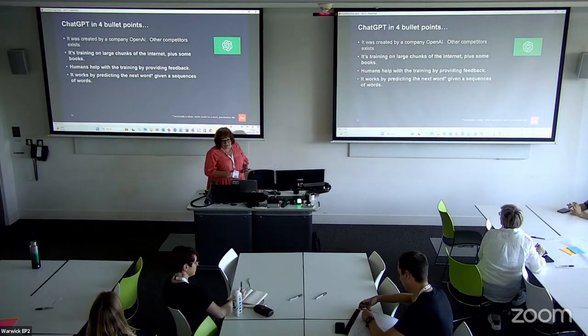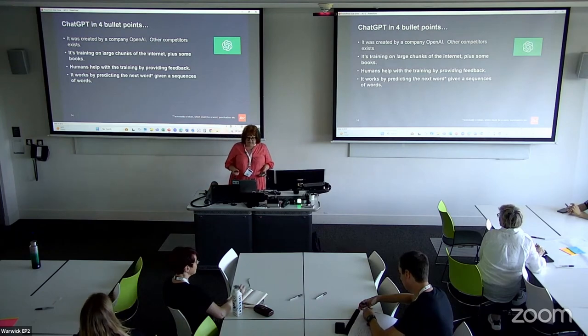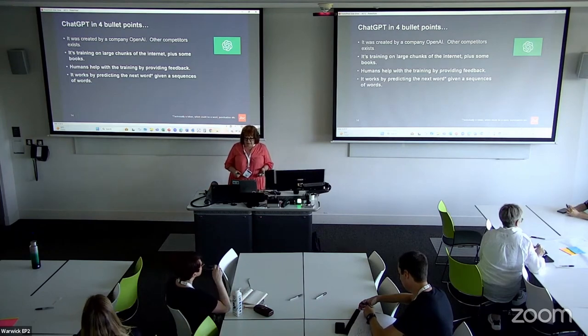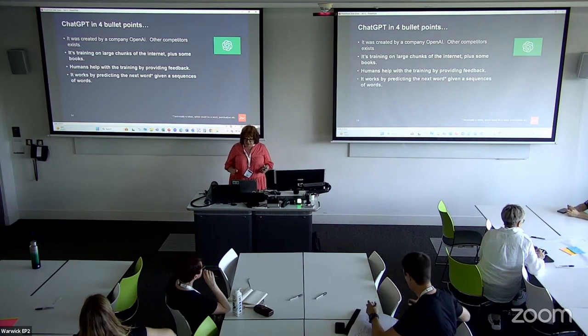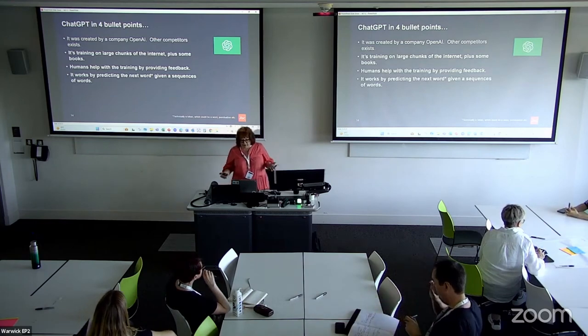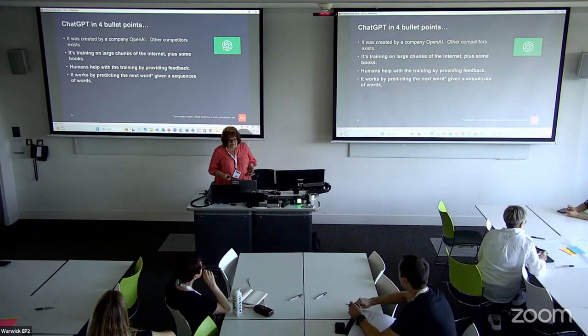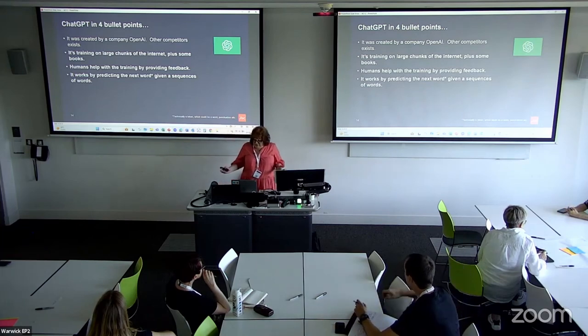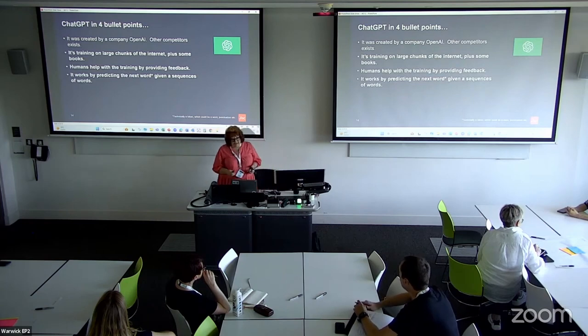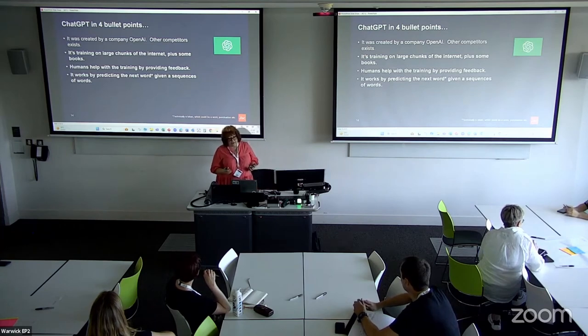So, ChatGPT in 4 bullet points. It was created by a company called OpenAI, which, contrary to its name, is not open, it is commercial, but other competitors exist. It's trained on large chunks of the internet, plus some books, plus content that we continue to give it. Humans help with the training by providing feedback. If you notice, it'll always ask you how you feel about the responses. And it works quite simply by predicting the next word, given the sequence of words preceding.